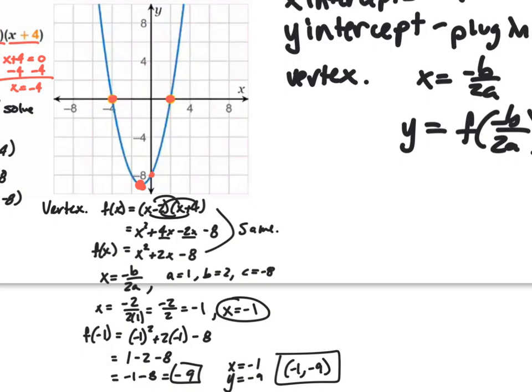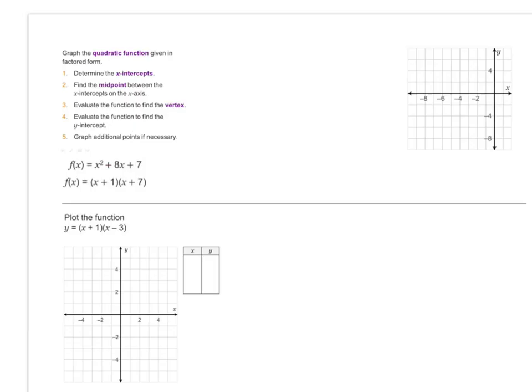This is fun. I'm having a good time. All right, so what we have here is, we want to determine the x-intercepts to graph a quadratic function. Find the midpoint between the x-intercepts and the x-axis. Evaluate the function to find the vertex. That is the vertex. And then find the y-intercept and then graph the points as necessary. So we have these two graphs here. This is in standard form. This is in factored form.